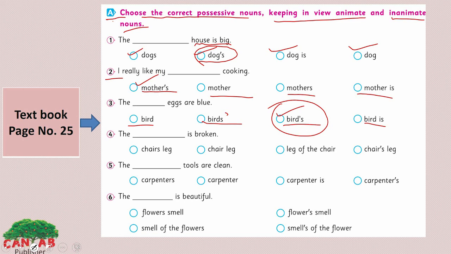Now look at the fourth one. The chair's leg is broken. Chair's leg, chair leg, leg of the chair, chairs' leg. Here the chair is not a living being. Yes, an inanimate noun here. So we have to choose the right one with the preposition to show the possession, to show the relationship between the leg and the chair. So this is the right one here, leg of the chair. Do this too by yourself, dear students.